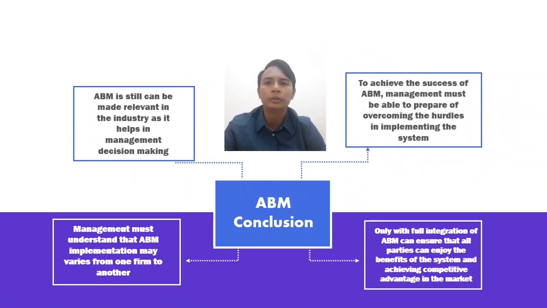Okay, to conclude, ABM can still be made relevant in the industry as it helps in management decision making. To achieve the success of ABM, management must prepare to overcome the hurdles in implementing the system. Management also has to understand that ABM implementation may vary from one firm to another. Only with full integration of ABM can we ensure that all parties can enjoy the benefits of the system and achieve competitive advantage in the market. That's all from us. Thank you.